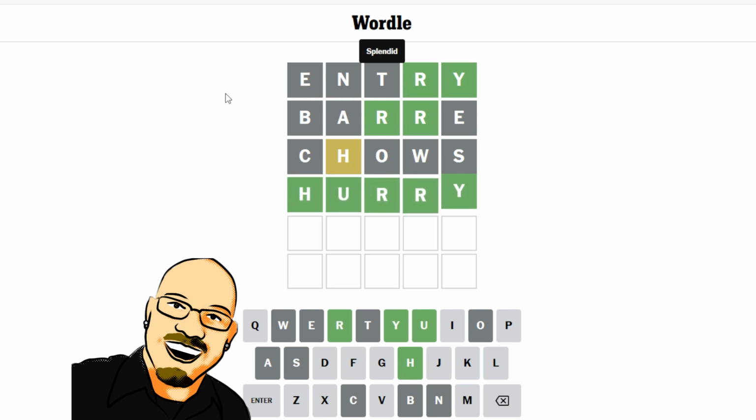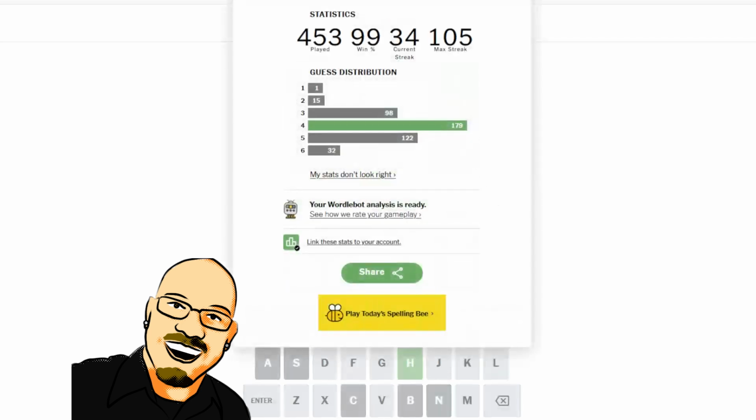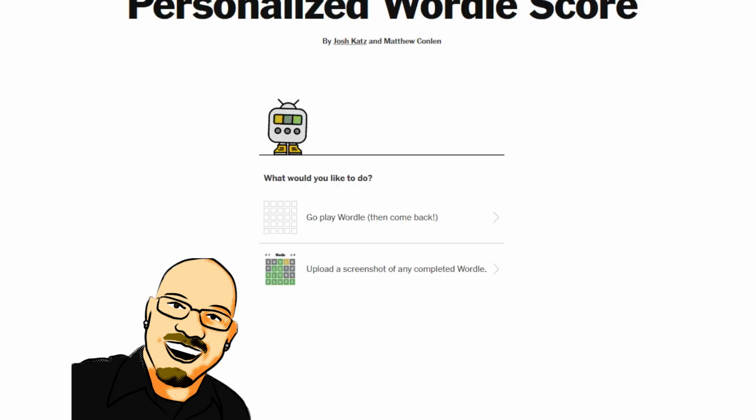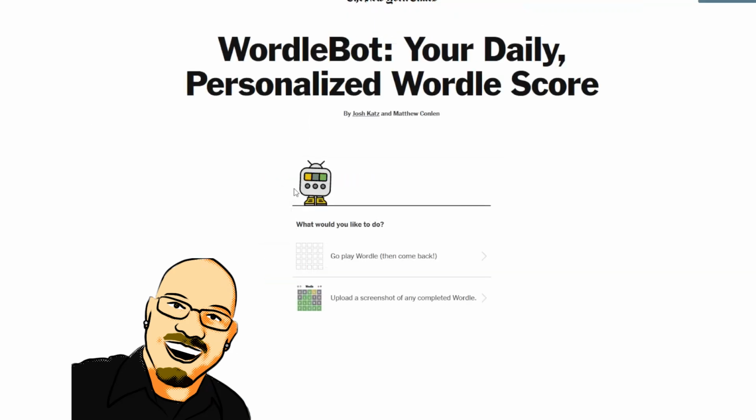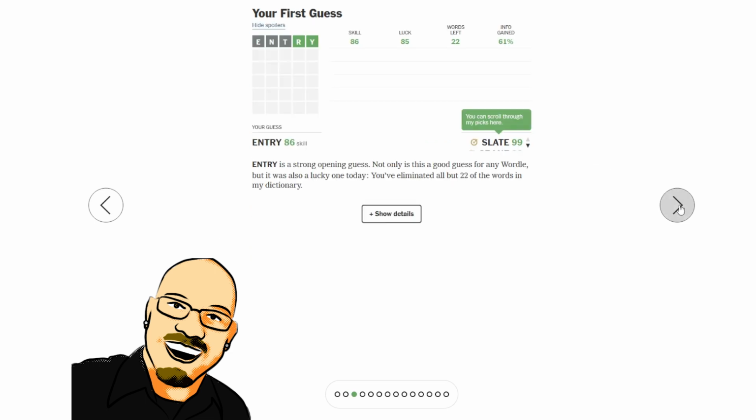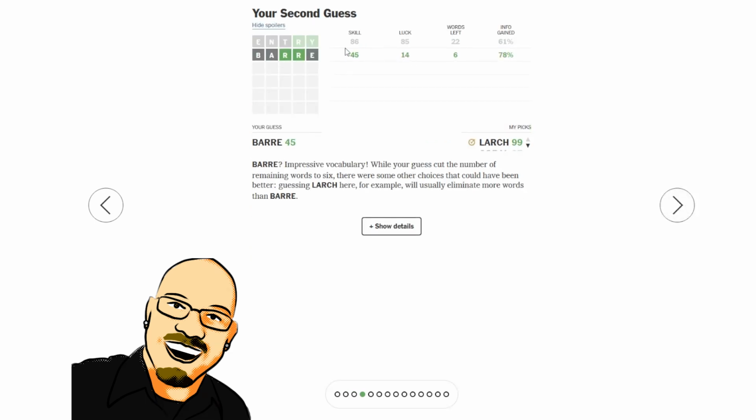There we are. All right, able to get a lot of those, four out of those six consonants in, along with one of the vowels. So that was great. Really locked in the number of options left. So I'm quite proud of that. Let's find out how WordleBot feels about it. WordleBot likes it as well. Not great, but it does like it, and I think a lot of that's going to be sacrificed right here. Low skill, low luck on the word bar.